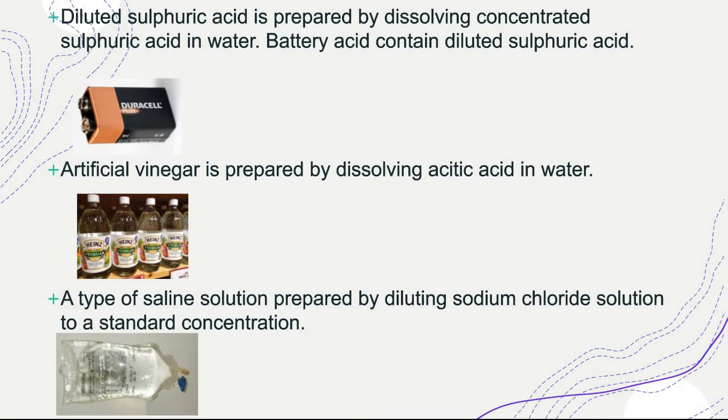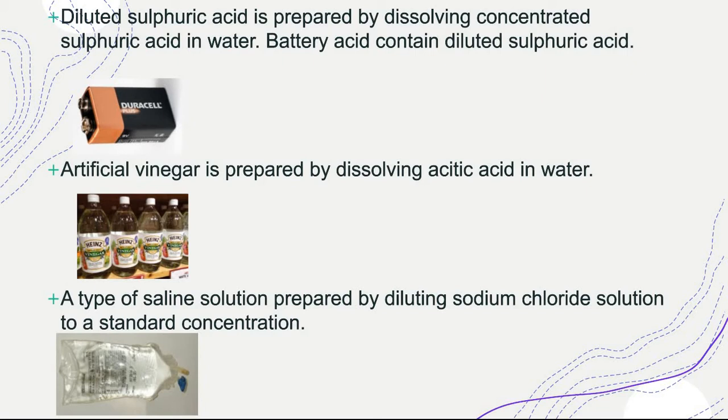Now, as I told you all earlier, you dissolve some acids in water to get battery acid. Now, it's not any acid. You must dilute sulfuric acid. Now, how do you dilute sulfuric acid?